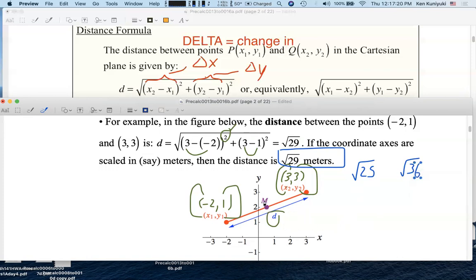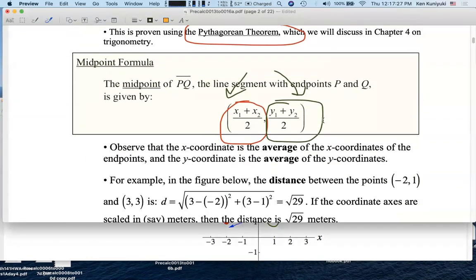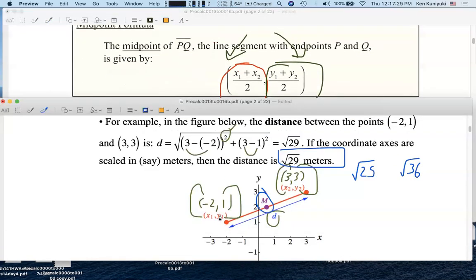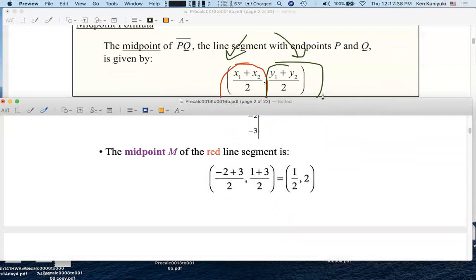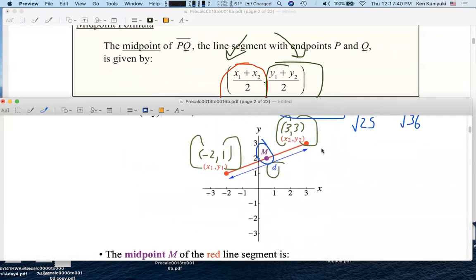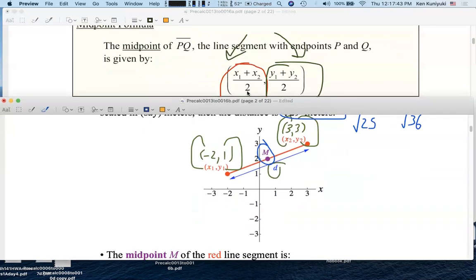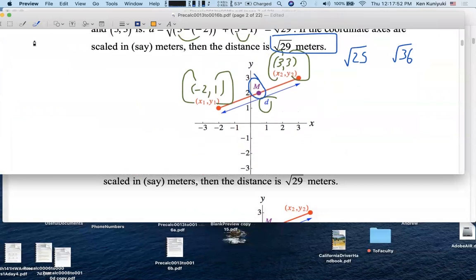Now, what are the coordinates of this midpoint, M? To get the coordinates of the midpoint, we basically average the coordinates of the endpoints. To get the x-coordinate of the midpoint, we take the average of the x-coordinates of the endpoints. To get the y-coordinate of the midpoint, we take the average of the y-coordinates of the endpoints.